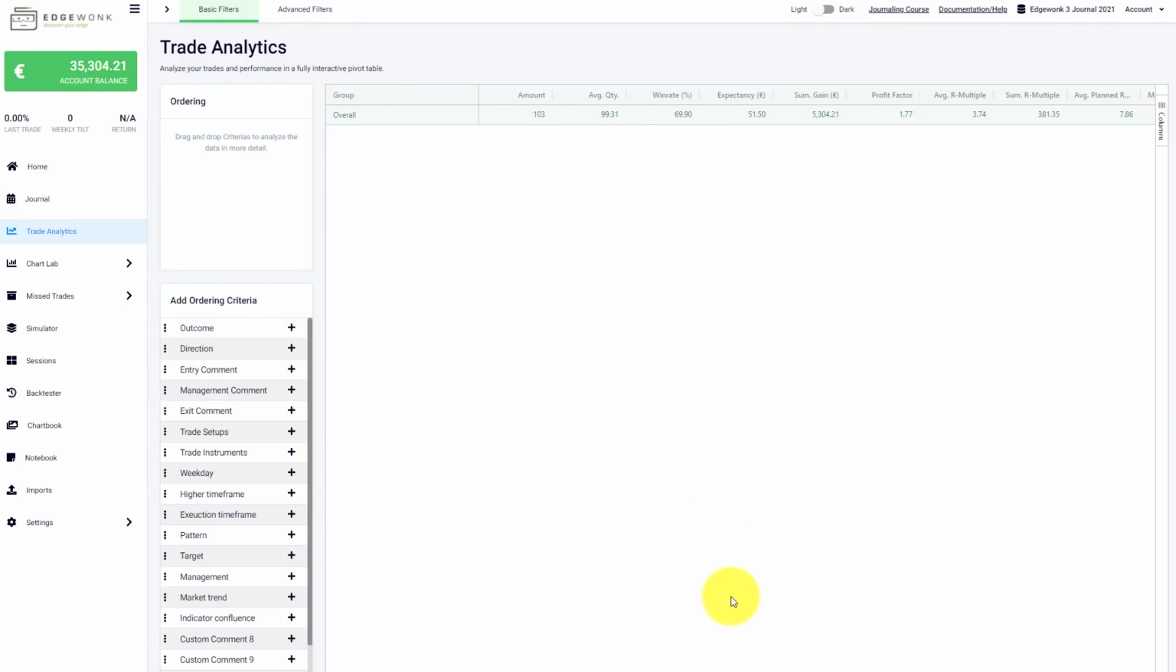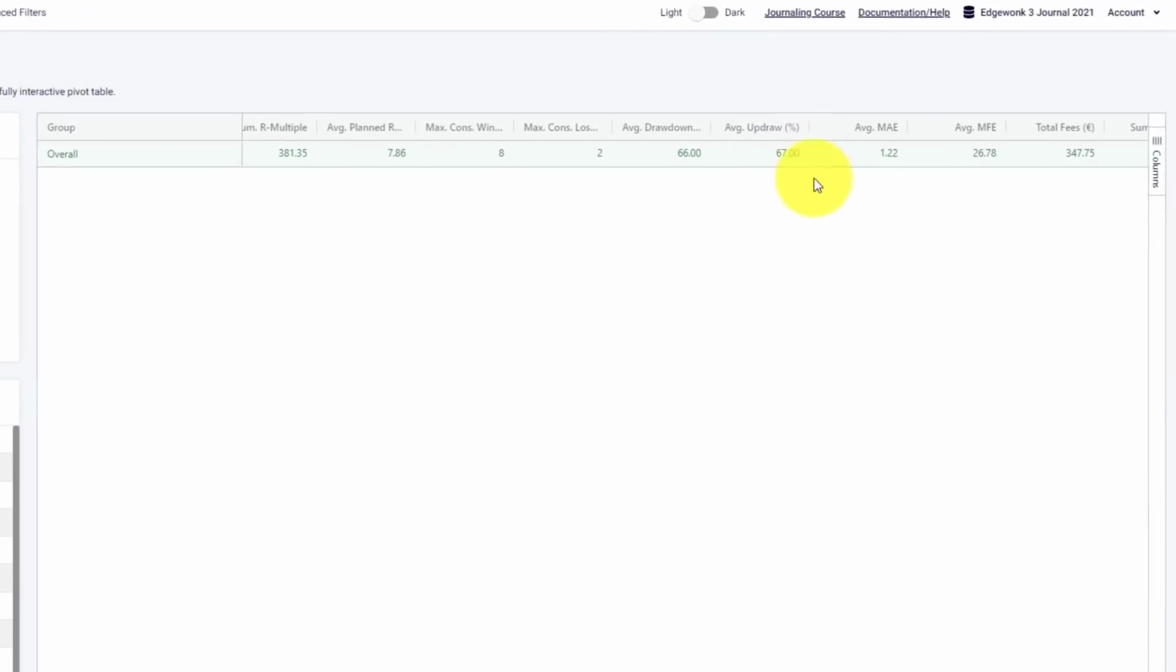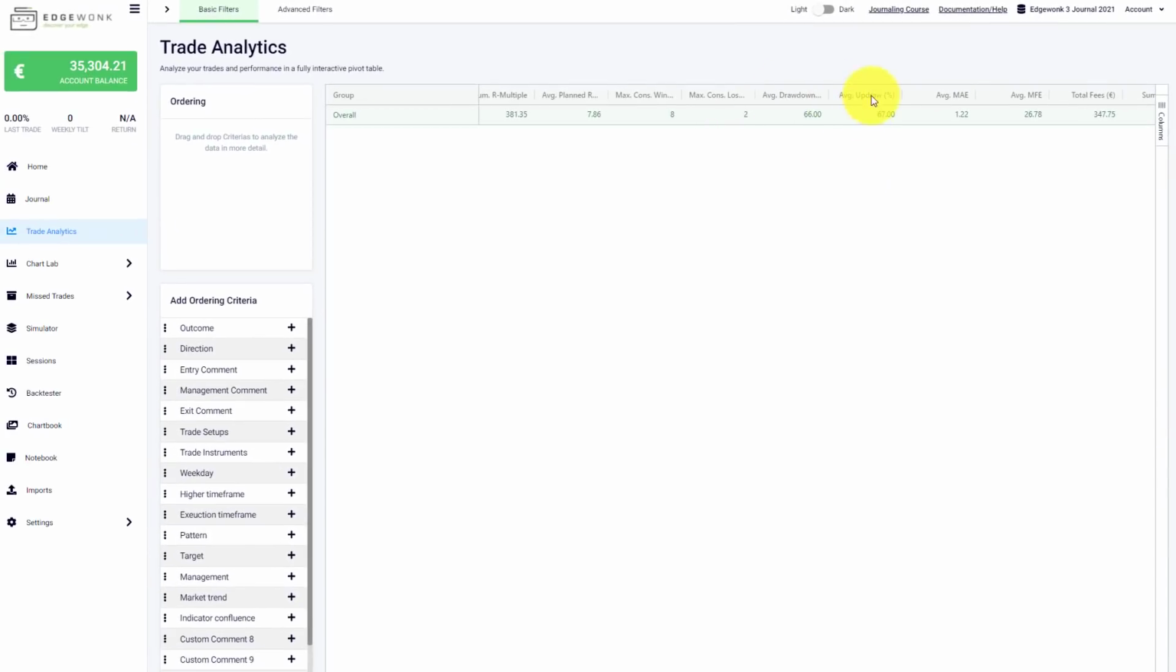Next, we can analyze our stop loss and target placement overall and see if there is room for improvement. And for that, we stay in the trade analytics. If we scroll a little bit to the right, you can see we have two columns. One is for updraw and one is for drawdown. Updraw means how close the price has on average come towards your target, and drawdown means how close the price came towards your stop loss. Those are great metrics that you need to observe and analyze in your trading data.